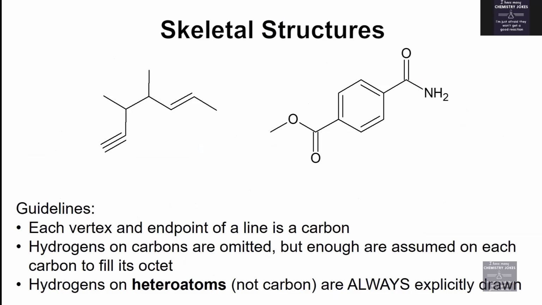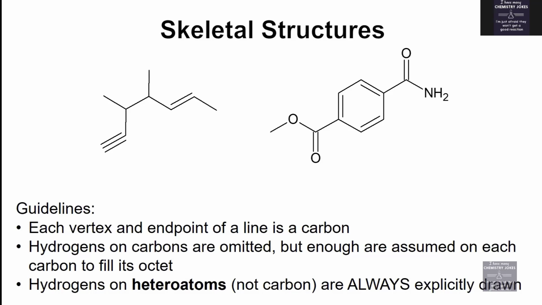So we've been talking for a while about skeletal structures. Here are the actual rules in written out form. Each vertex and endpoint is a carbon because carbon is our favorite. Hydrogens on carbons are assumed because they're omitted in the actual skeletal structure. But you need to fill carbon's octet every time. The only way that you wouldn't fill carbon's octet is if there's a formal charge of positive, for real.